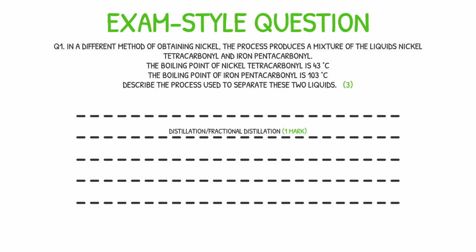Your second marking point is for mentioning that the mixture will be heated or boiled. And your final marking point is for indicating that the nickel tetracarbonyl will be the first to evaporate and/or condense. And this is of course because it has the lower boiling point of the two.